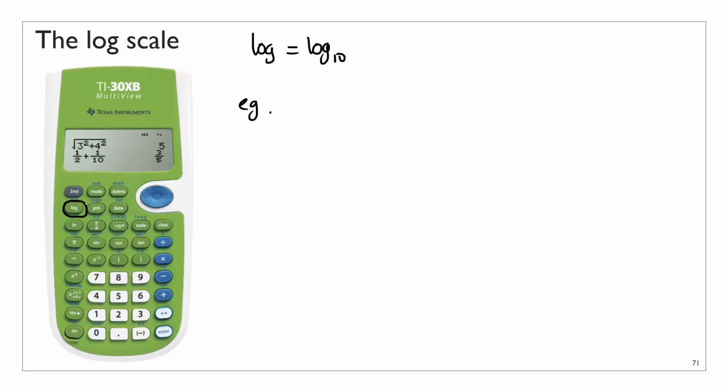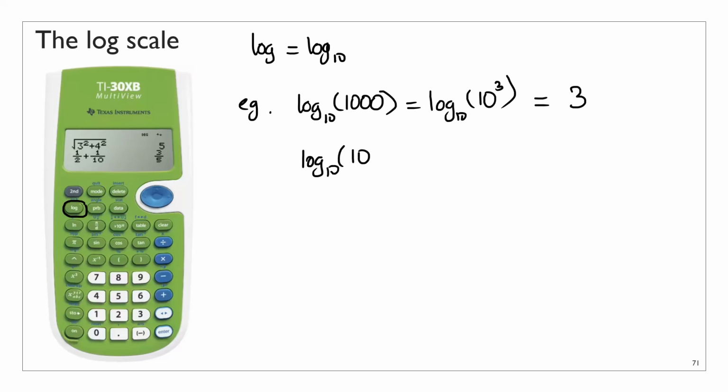So for example, if I input log to the base 10 of 1,000, now 1,000 is the same as 10 to the power of 3. So this is equivalent to log to the base 10 of 10 to the power of 3. Then if you put this expression in your calculator, it is going to come out as 3. So the logarithm operation allows you to find the power or the exponent of a number, given this being the base. If I have log to the base 10 of 10 to the power of negative 2, then it's just going to equal negative 2. It's just going to give whatever that power is, as long as the two bases are the same.